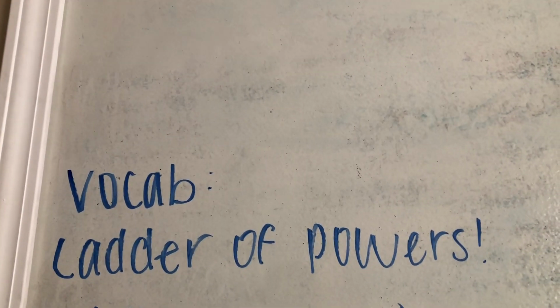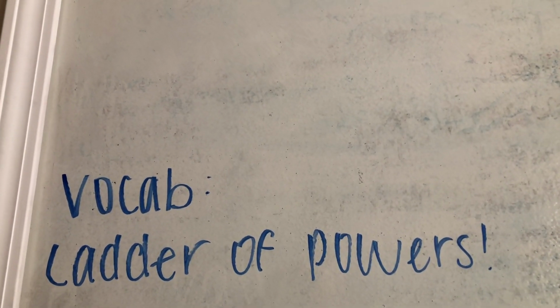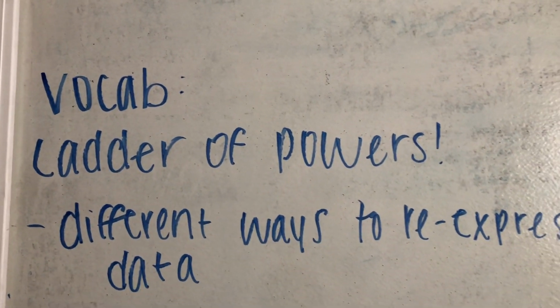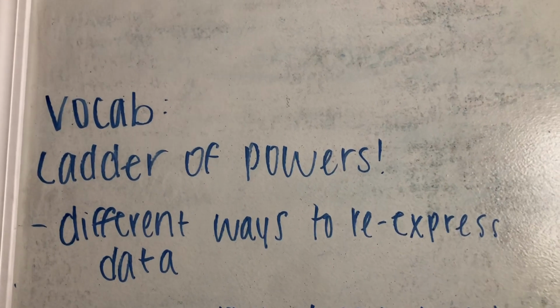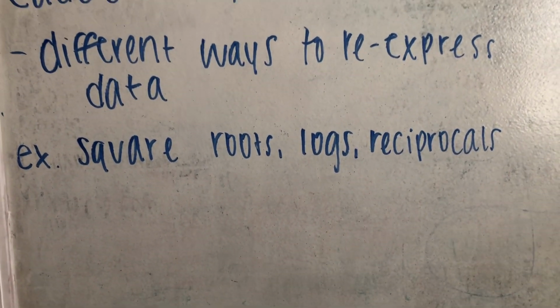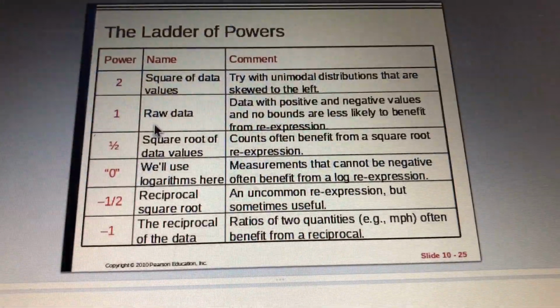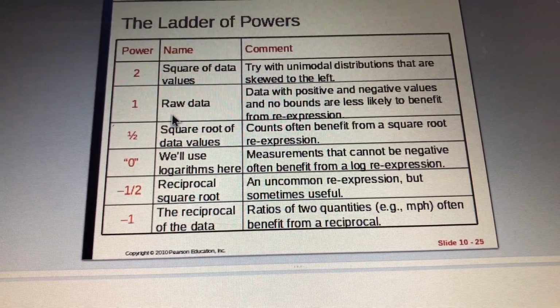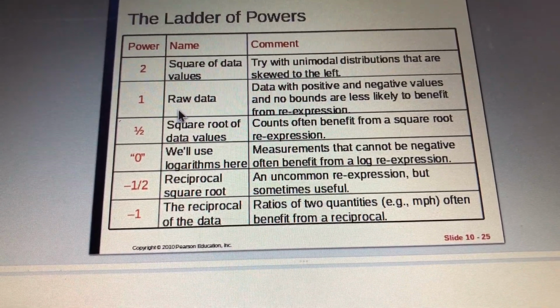So one of the most important vocabulary terms for part 2 of the chapter that we need to know is the ladder of powers. The ladder of powers is essentially a different way to re-express data. Some of the simplest examples of the ladder of powers are square roots, logs, and reciprocals. So this is a picture of the ladder of powers taken from the book. These are some of the different examples that we can use to re-express data.